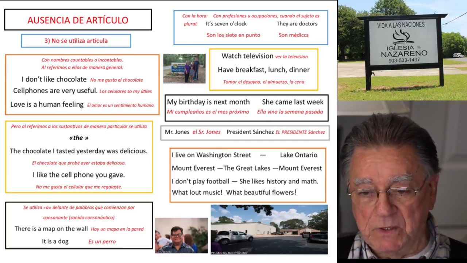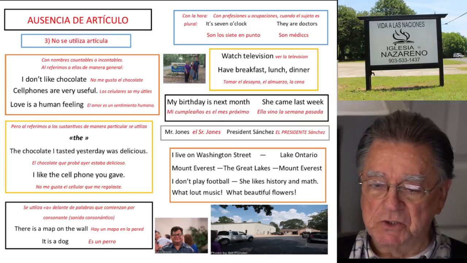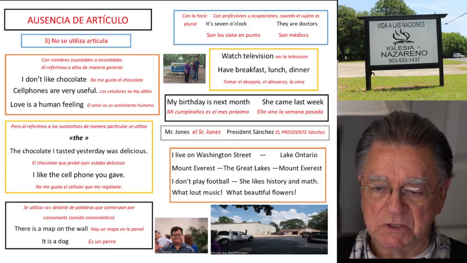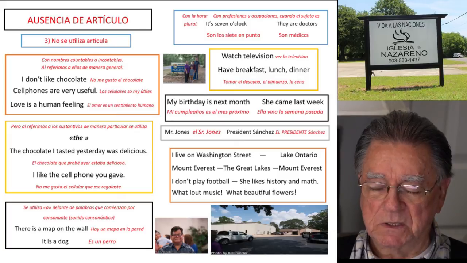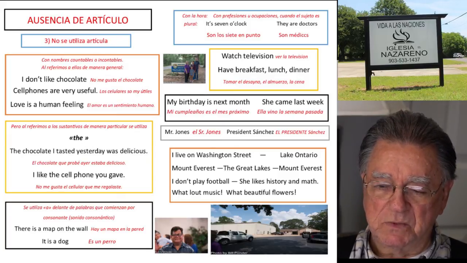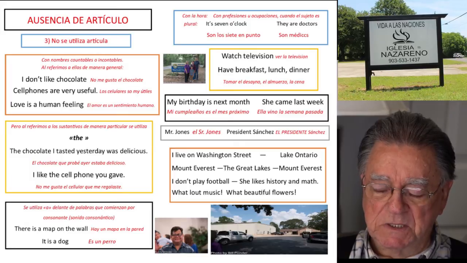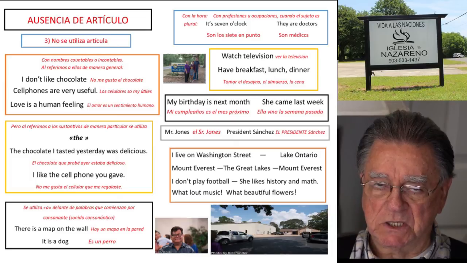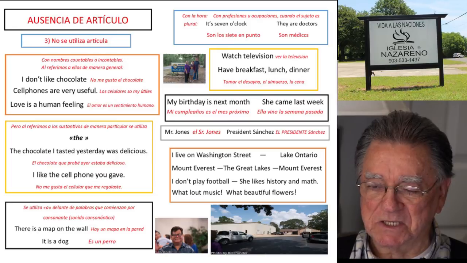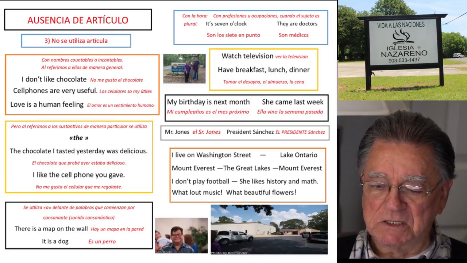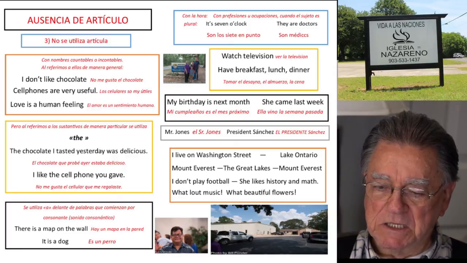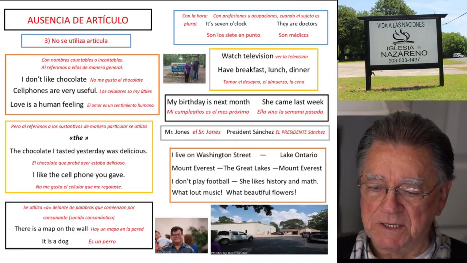And then we have a couple of names here. Mr. Jones. In Spanish, el señor Jones. You put in the article, but we say just Mr. Jones. And then there is President Sanchez. In Spanish we say el presidente Sanchez. Okay, and the last little box we have for today.